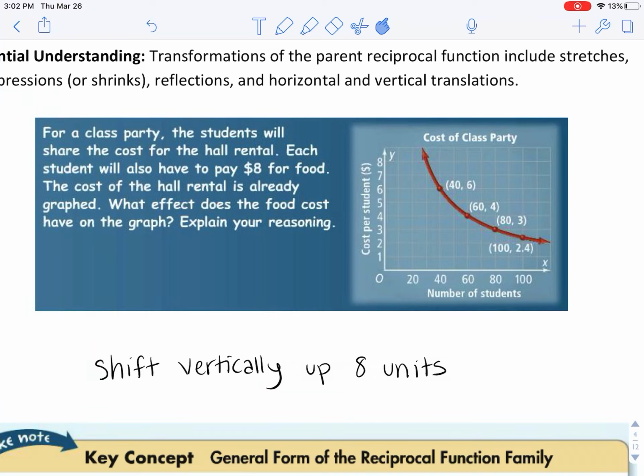Explain your reasoning. So if, in addition to the $6 that the person has to pay if there's 40 students, which the $6 is just the hall, you'd have to add another $8. So they would end up paying 6 plus 8 or 14. If there are 60 students, the hall costs $4, but in addition they would have to pay $8 for food, so they pay $12. So if you end up adding 8 to all the y values here, it ends up shifting this graph up vertically 8 units.